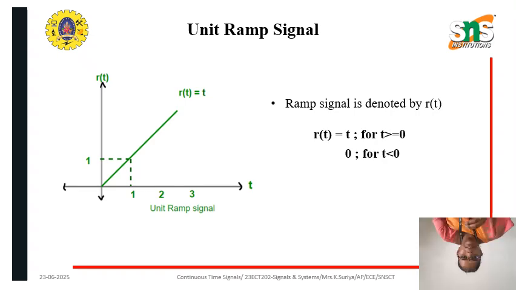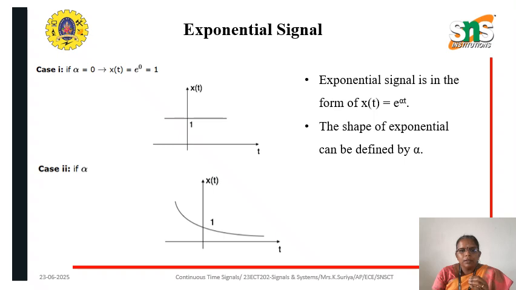Okay, so next one is exponential function. So exponential function is nothing but defined by x of t is equal to e power at. So the shape of the exponential signal is defined by the value a. So consider, there are three cases here. The first case, if a is equal to 0, then your x of t will become e power 0, which is equal to 1. So it will be a constant value throughout.